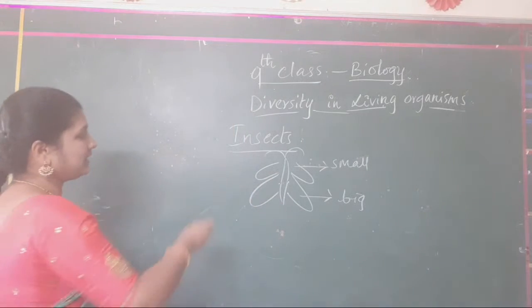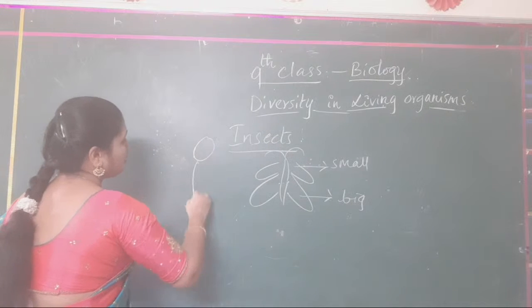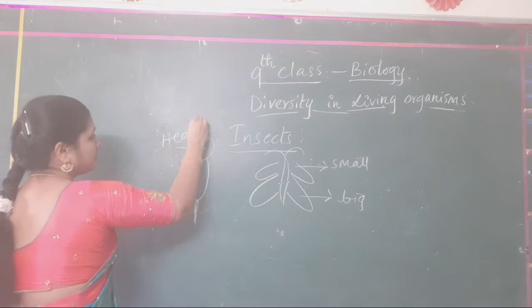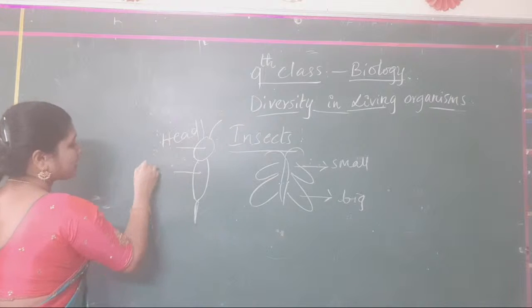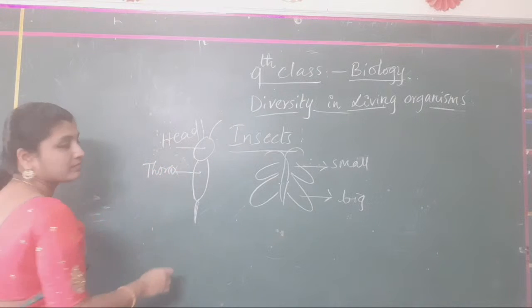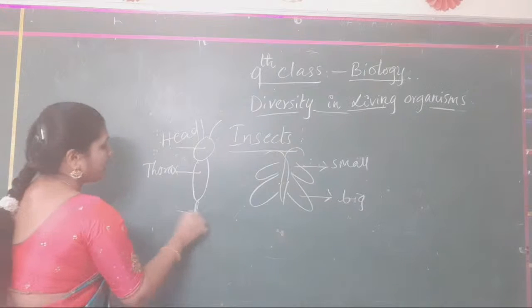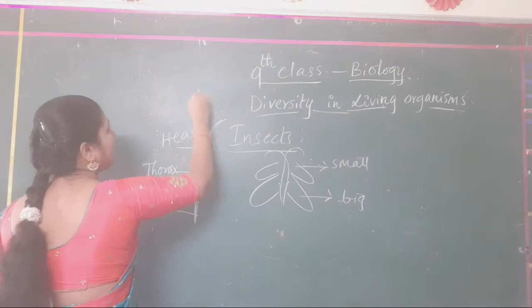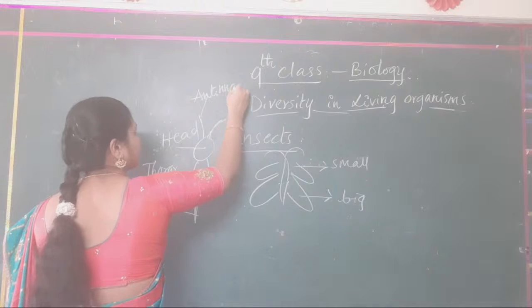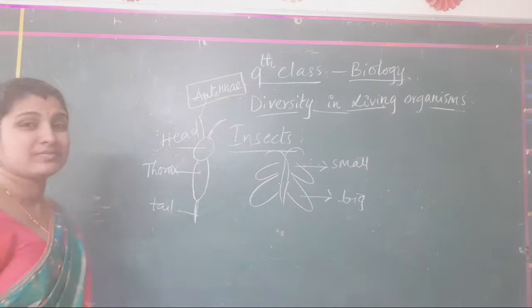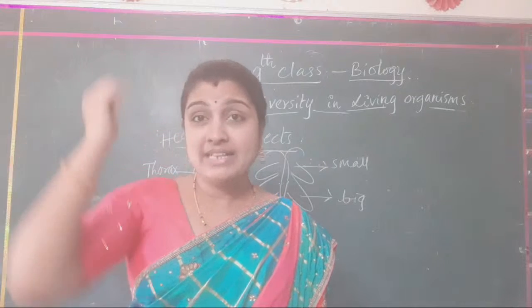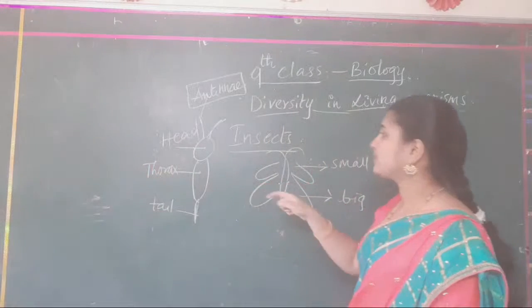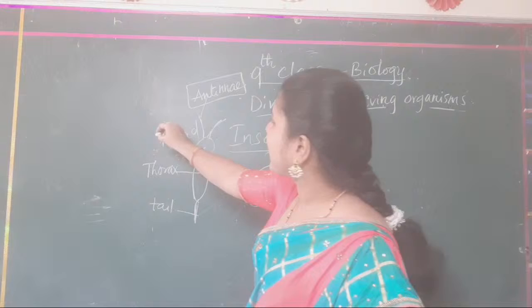For insects, the body is grouped into three parts: one is head, thorax or thoracic cavity, and another one is tail. This is body segmentation, and these are known as antennae. On the body, two thin hair-like structures are present. Those are known as antennae. If you observe insects, they will have these characteristics.